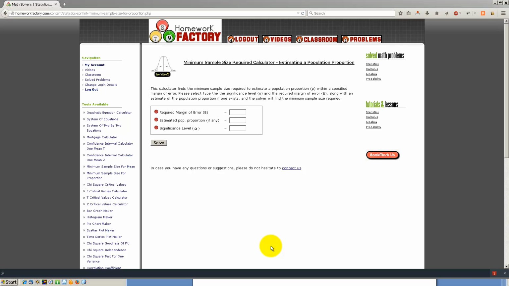So what they're actually asking for is that you're aiming to estimate a population proportion within a certain range given by a margin of error, and you're required to say what is the sample size that would reach that margin of error. And in order to determine that, you need to input here three things: the aimed or required margin of error, an estimation of the population proportion, if any. If there's no estimate, you just don't put anything here, and the significance level for your calculation.